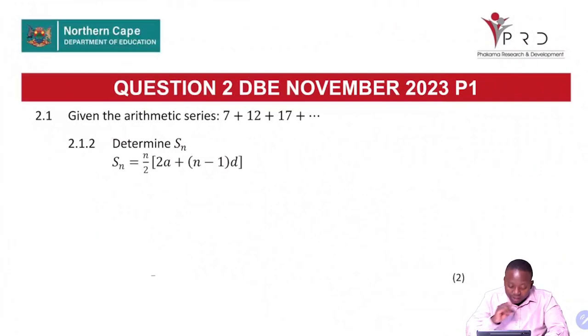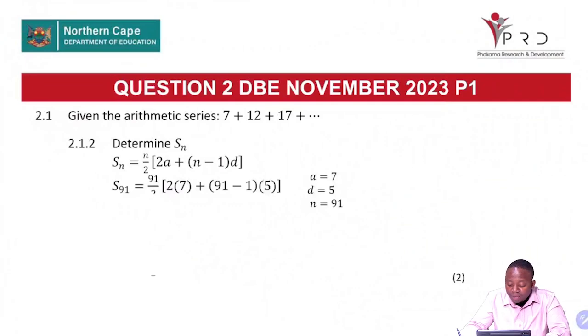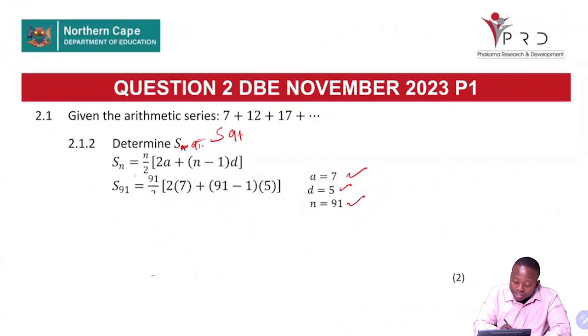And the second one says, determine the arithmetic series. So we're determining the Sn of this sequence. Remember, it's S91, so now we're talking about a series. When you're talking about a series, we say Sn is equal to n over 2 times (2a plus (n minus 1) d). Now we substitute the values. Our value of a is 7, d is 5, and n is 91. So where there is n, I put 91, and a is 7 in that case.